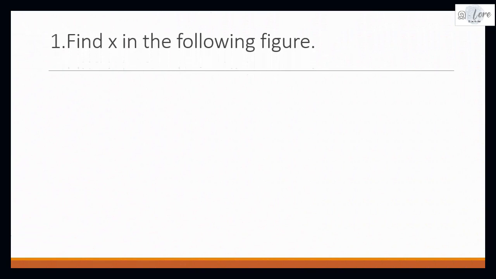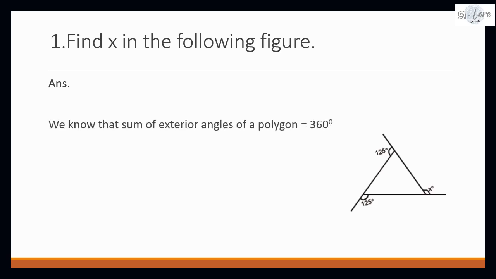We are going to apply the exterior angle concepts to get the solution of the given problem. Find x in the following figure. The figure is given, it is a triangle, only exterior angles are given. So we know the sum of all the exterior angles of a polygon is equal to 360 degree. So 125 plus 125 plus x degree is equal to 360 degree. 125 plus 125 is nothing but 250 degree, plus x degree is equal to 360 degree.